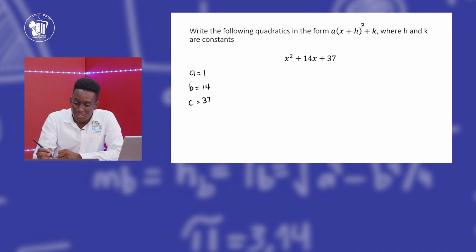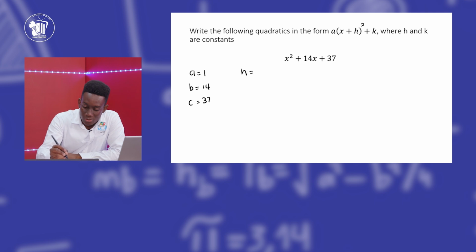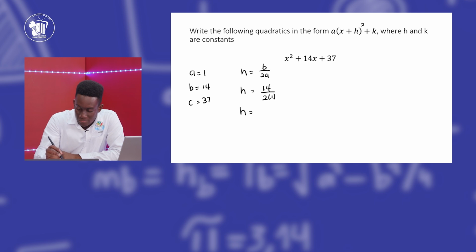So to find our values for h and k, we'll use the formula. h is equal to b over 2a. So h will be equal to 14 divided by 2 times a, which is 1. Hence h is equal to 14 divided by 2 times 1. So this is 14 divided by 2, which is 7. So h is equal to 7. That will be our value for h.